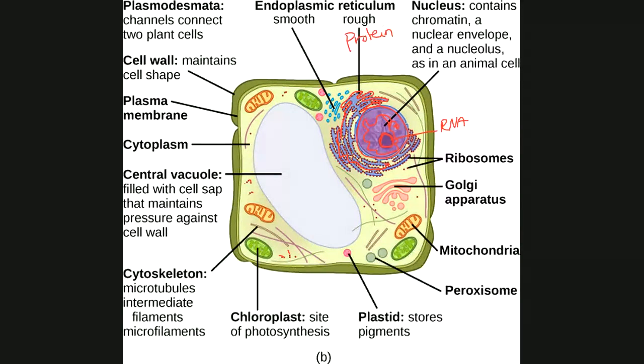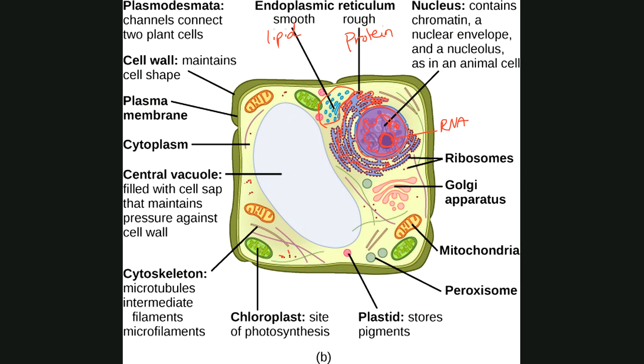The smooth ER is this portion here. And this is, remember, the site of lipid production. And those proteins and lipids, when they're produced, get shipped to the Golgi apparatus, which is here.